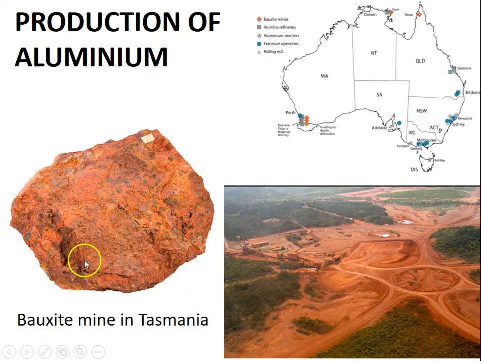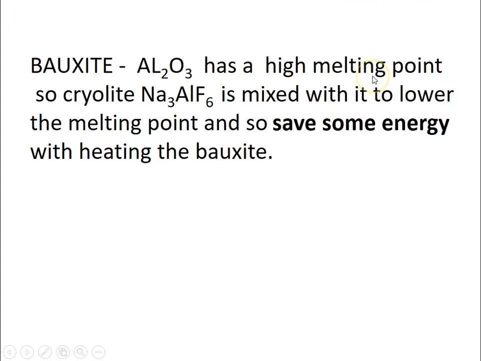We have lots of bauxite, the rock that aluminium is found in, in Australia. So we have bauxite mines all over Australia, and we produce aluminium. A lot of it is aluminium oxide, and it has a really high melting temperature, so you need a lot of energy to melt it. So they grind it up and mix it with sodium aluminium fluoride, cryolite, and that mix has a lower melting temperature, so it makes the whole thing have a lower melting temperature.